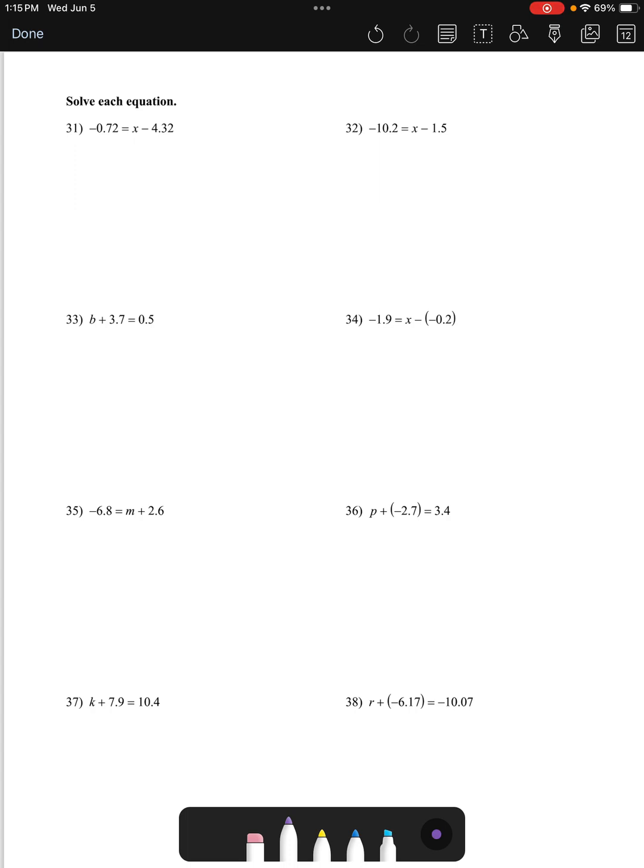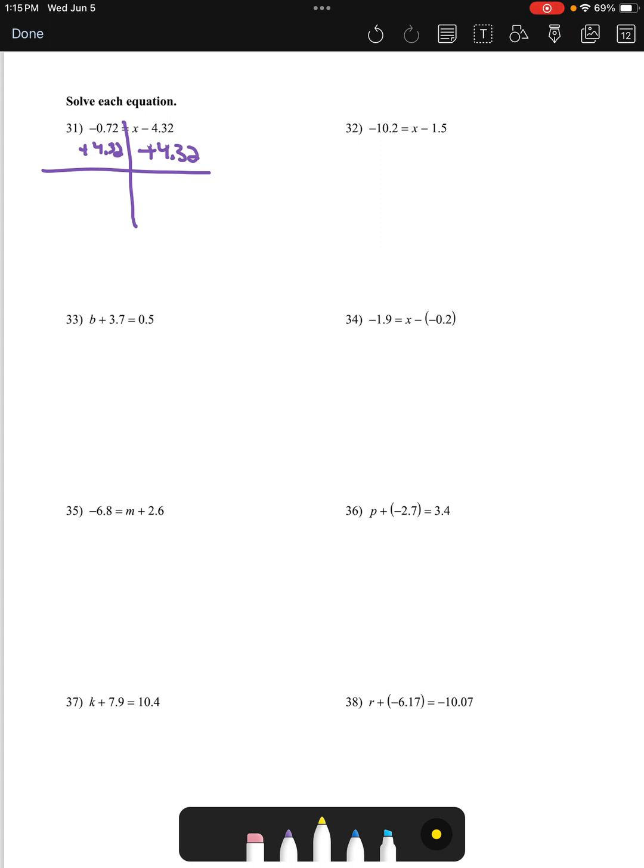In today's video, we're going to take some of our previous lessons and combine them: solving one-step equations by addition and subtraction, and working with decimals. So let's take a look at number 31. X wants to be alone. X has a neighbor, and that neighbor is negative 4.32. What is the opposite of negative 4.32? It is positive 4.32. So we're going to add 4.32 to each side.